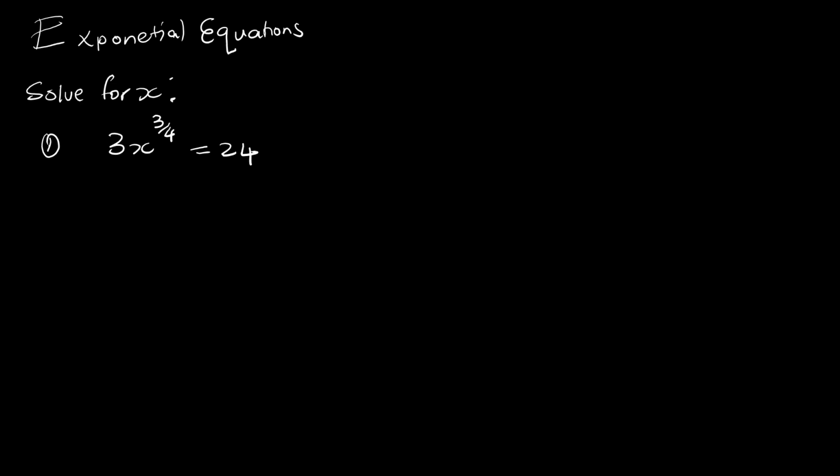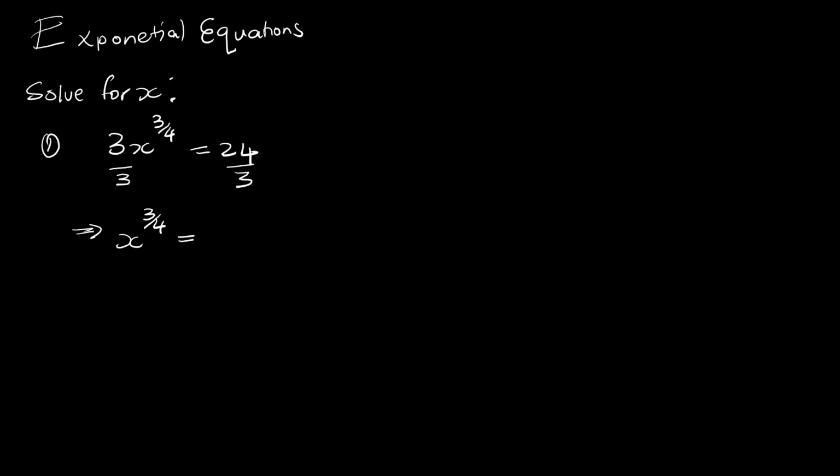First things first, your aim in this problem is to isolate x. So how can we isolate x? We can isolate x by dividing both sides by 3 first, and then we'll be left with x to the power 3 over 4, which will be equated to what?